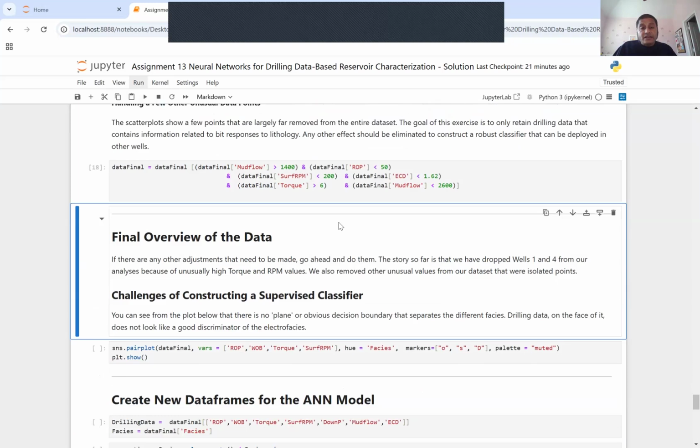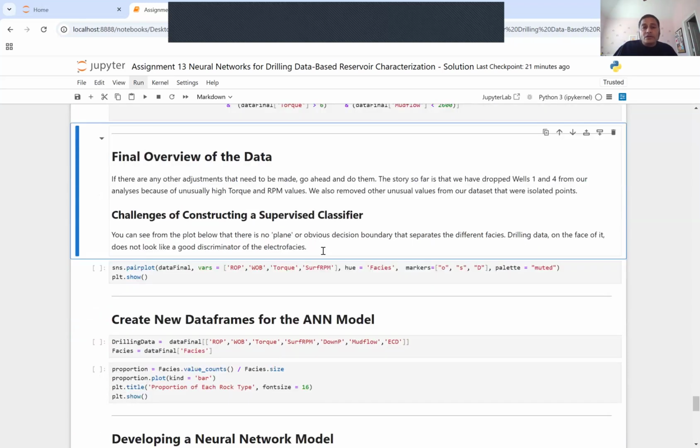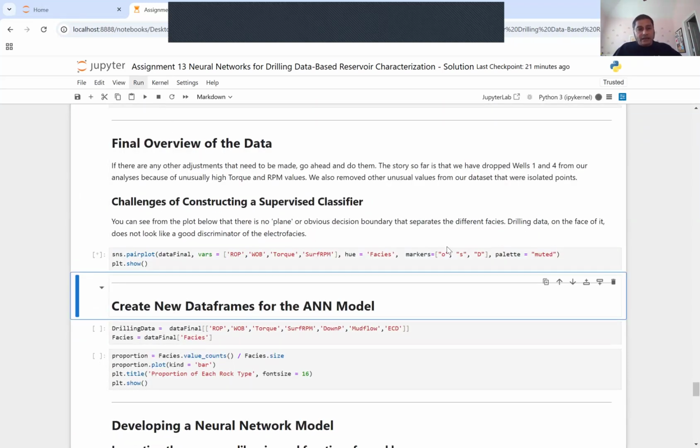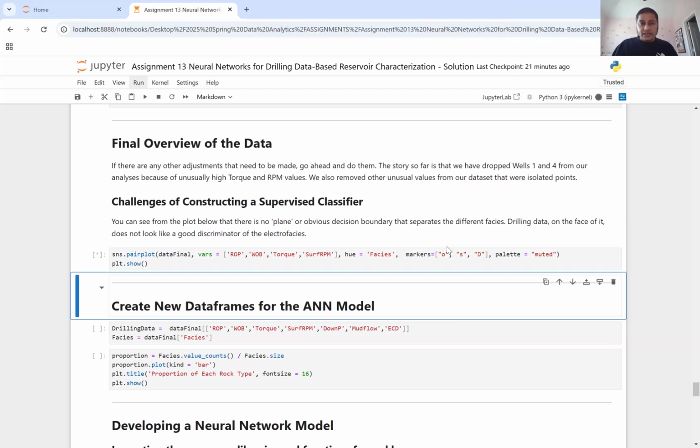And finally, we're going to do a matrix scatter plot of the entire data set. And we are going to be coloring all the points based on the facies that they're associated with.